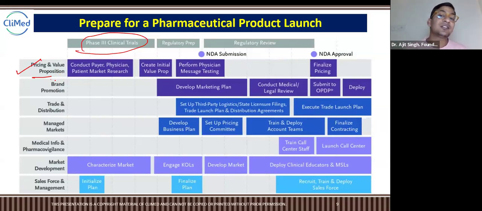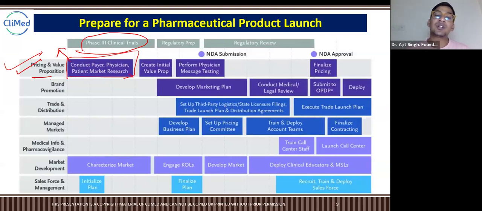How do we estimate the value proposition? This is the first activity. In that, there are also breakdowns. First, we conduct the payer, physician, and patient market research. So we have to understand what payer market research is.